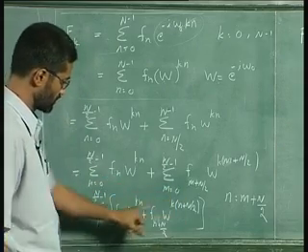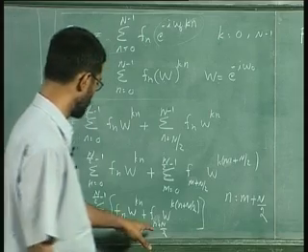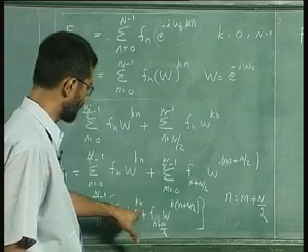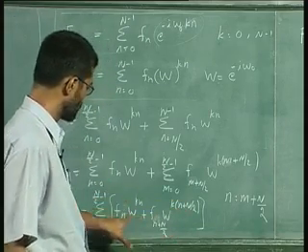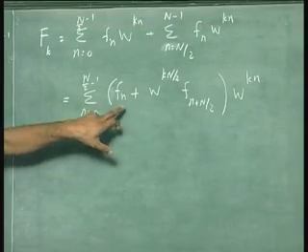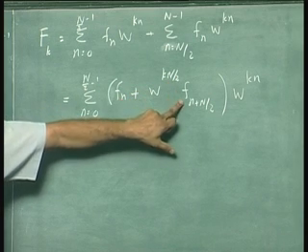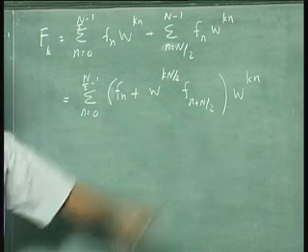So nothing prevents me from doing that because they are dummy variables, and then I can pull out this omega kn. Omega kn I can pull out, it's common in both the terms, and write it as f(n) plus w to the power kn by 2 f(n plus n by 2) w to the power kn.